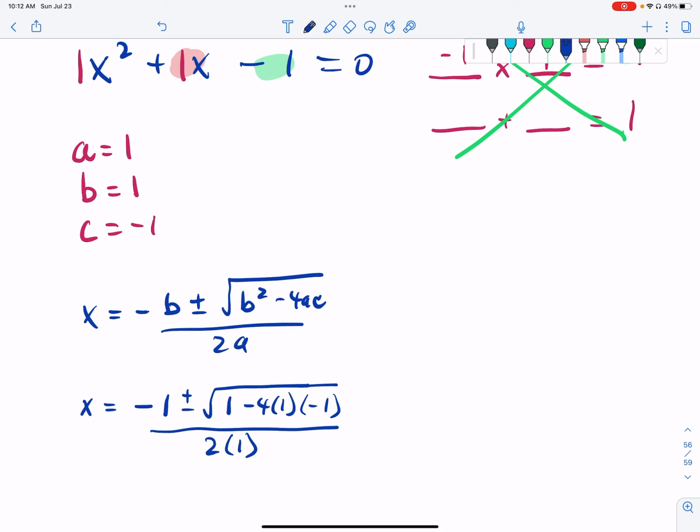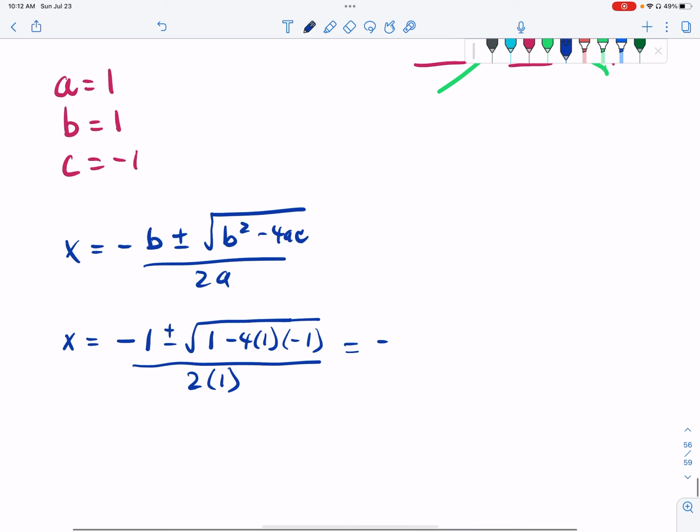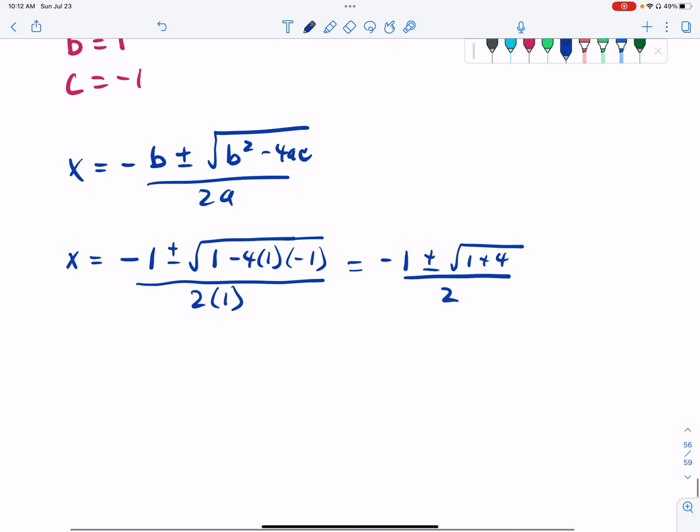And then I just got to clean the thing up. I would have a -1 plus or minus the square root of, and on the inside here, I'm going to multiply -4 times 1 times -1. All of this is going to make this into a +4, which is very nice because now it's going to be a positive number inside of that square root. All over 2 times 1 is 2. And finally, -1 plus or minus the square root of 5, all over 2.